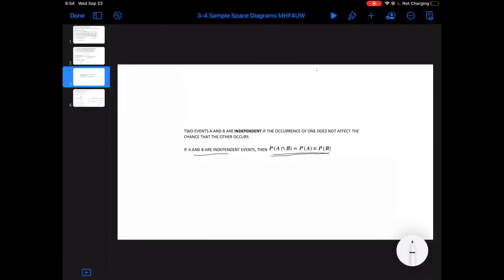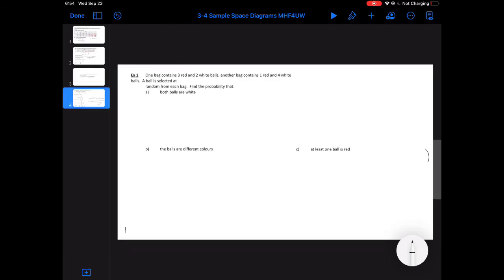This example goes over how to apply the product rule for independent events as shown here. So we have 2 bags. One bag contains 3 red and 2 white balls. Another bag has 1 red and 4 white balls. So the first question that we're going to look at is finding the probability that both balls are white.